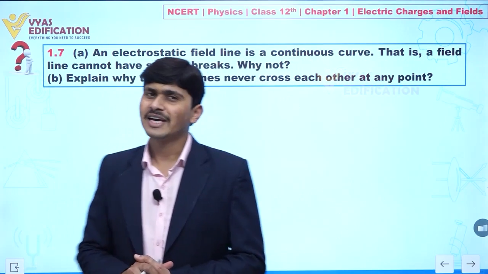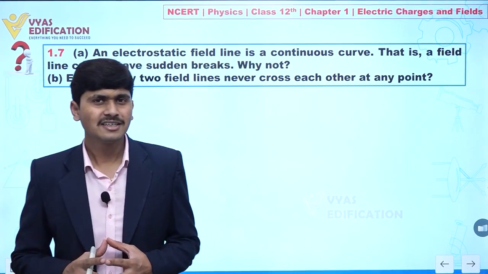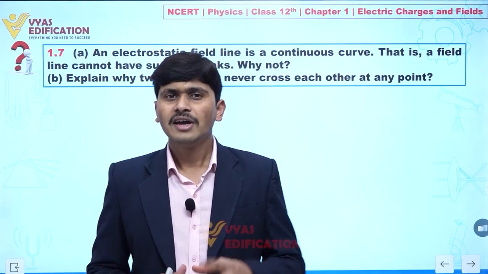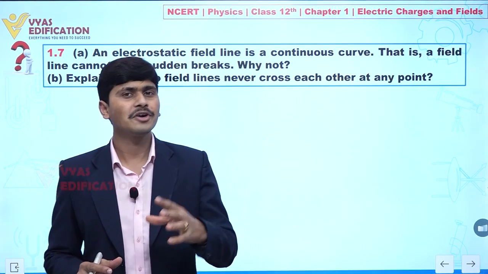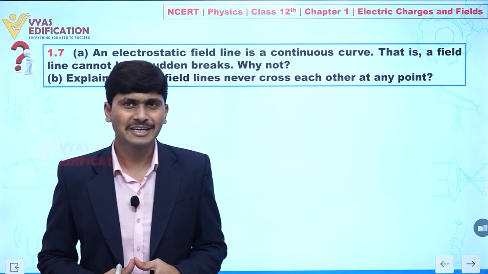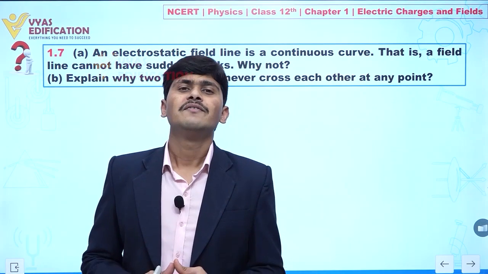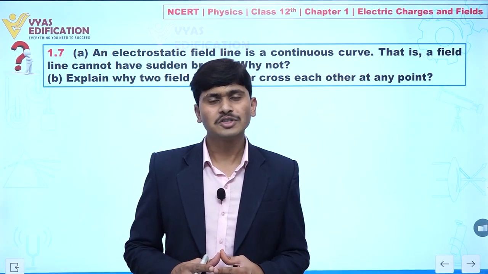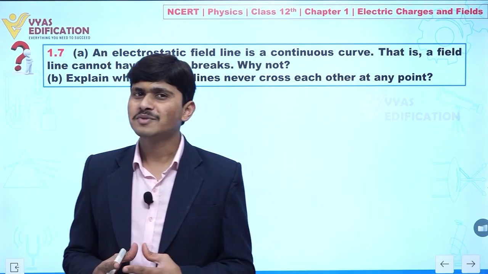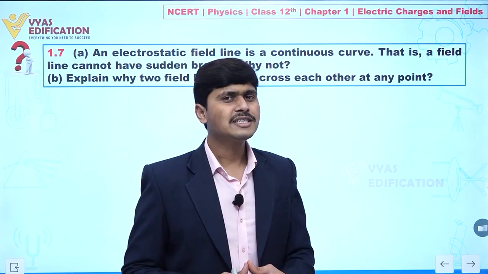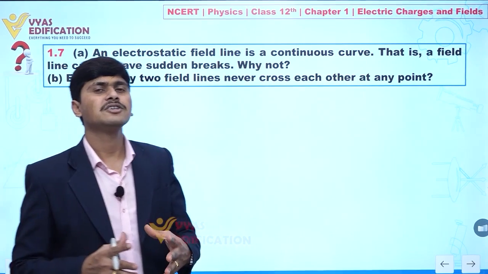Clear? Now dear student, we are going to discuss question 1.7, and this question is related to electric field lines. Now dear student, you know what electric field lines are. Electric field lines are imaginary curves such that if we draw a tangent at any point on the curve, it represents the direction of the electric field. We also know there are some properties of electric field lines. Number 1, electric field lines always originate from a positive charge and always end on a negative charge. Clear? Electric field lines never form a closed loop. Yes or no? So electric field lines never intersect each other. Clear?